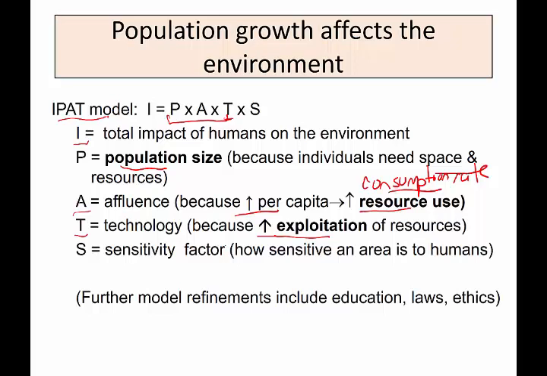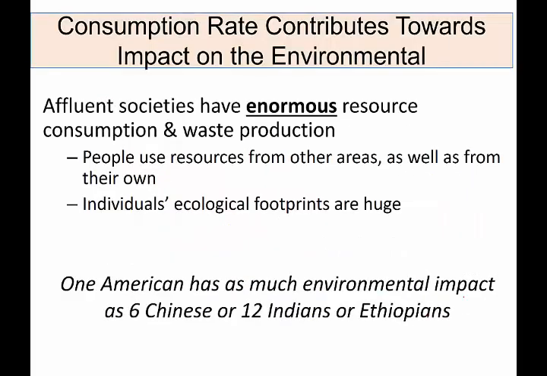S is a sensitivity factor, which just depends on what area of the world are you talking about and how sensitive is this to humans. Now this model is being further refined to include things like education, laws, and ethics, but it's pretty much a good way to view the impact that population has on the environment. And it is strongly driven by population size and consumption rate. China is a good example of how all the elements of the IPAT formula can combine to cause a tremendous environmental impact in a very small period of time.